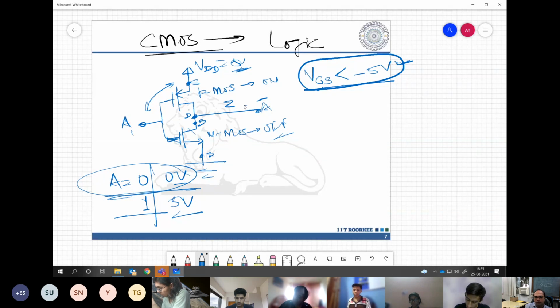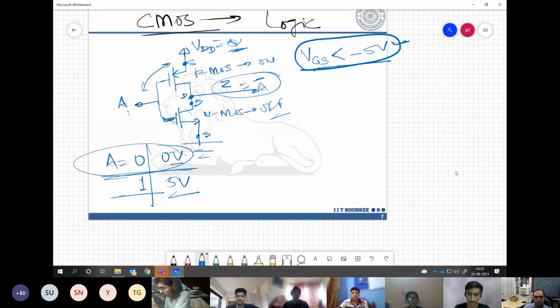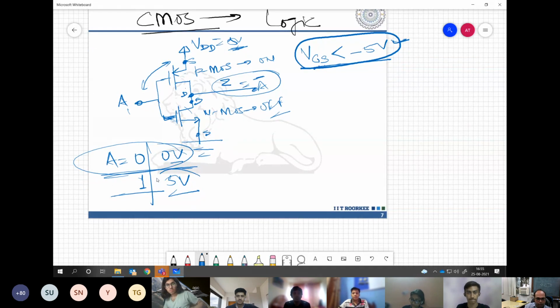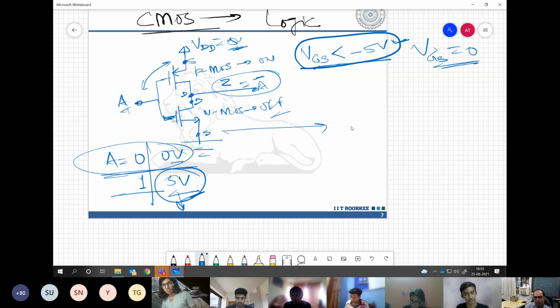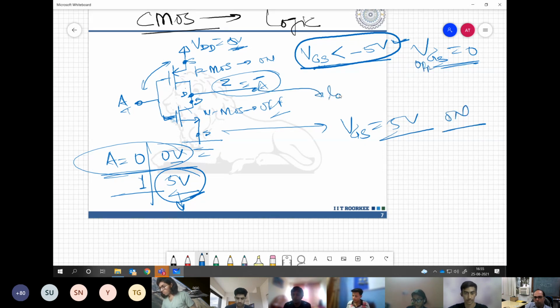Fine. Yes or no? Say something. Yes, sir. Clear. Now, if at A you apply 5 volts, what would happen to the PMOS VGS? This will go to 0. And what will happen to NMOS VGS? This will be at 5 volts. So this will be off and this will be on. So your output will come down to low. So this is the inverter which you have realized using the CMOS technology.